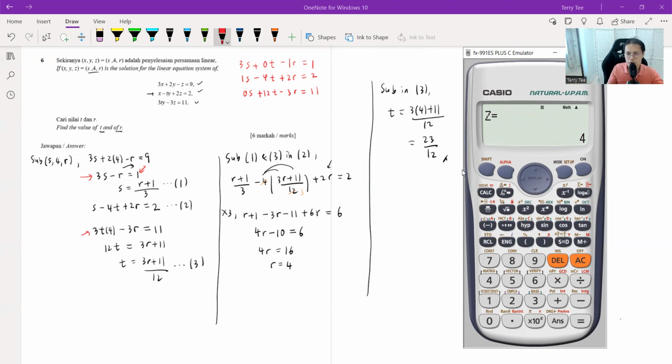Right. Okay, but of course, this is for you to double check your answer. You can't do this in exam. You have to show all your working, the manual working, but just use your calculator to verify your answer.